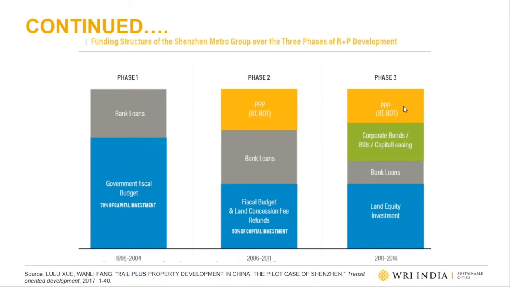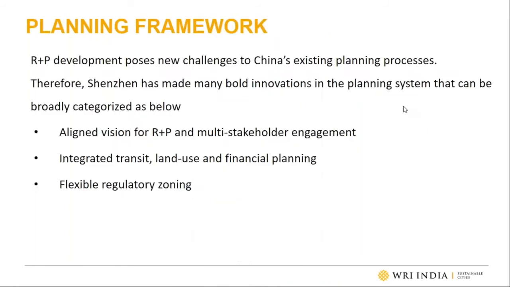Now, the R+P development poses new challenges to China's existing planning process. Therefore, Shenzhen has made many bold innovations in planning systems. Now, let's understand how they've done that. They've aligned the vision for R+P and multi-stakeholder engagement.